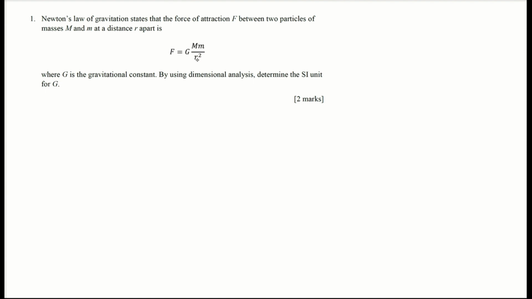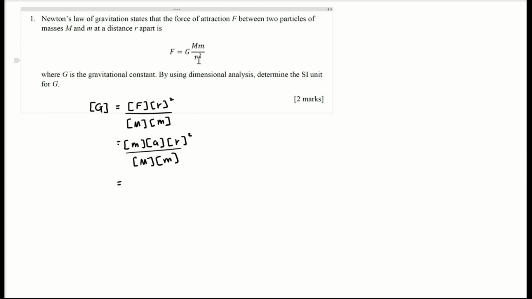Okay, so the dimension of G is actually equal to dimension of force times dimension of R squared over dimension of capital M mass, and then this is also another mass for the second object. Okay, so from here, remember that dimension of force is equal to mass times acceleration, and this is R squared. Okay, kalau you dah hafal dimension force, then you boleh substitute terus lah.